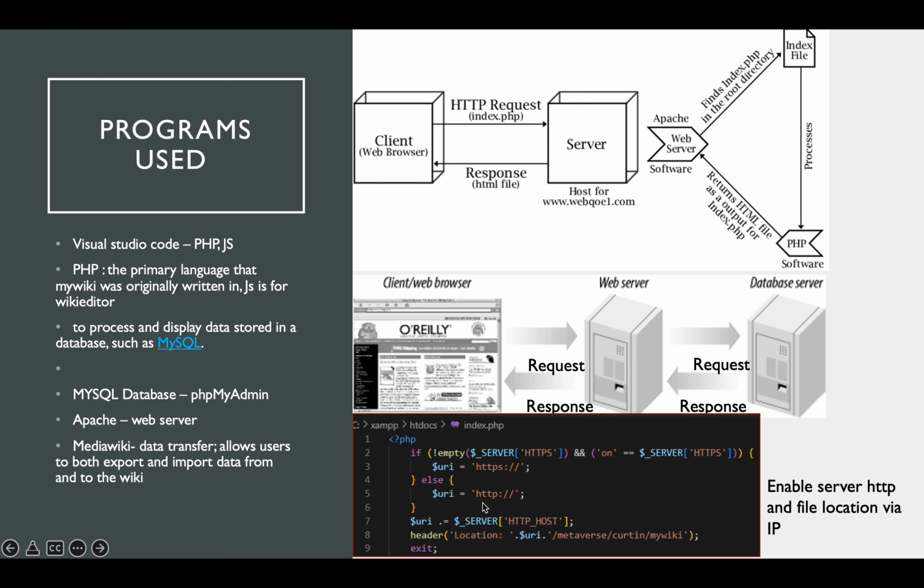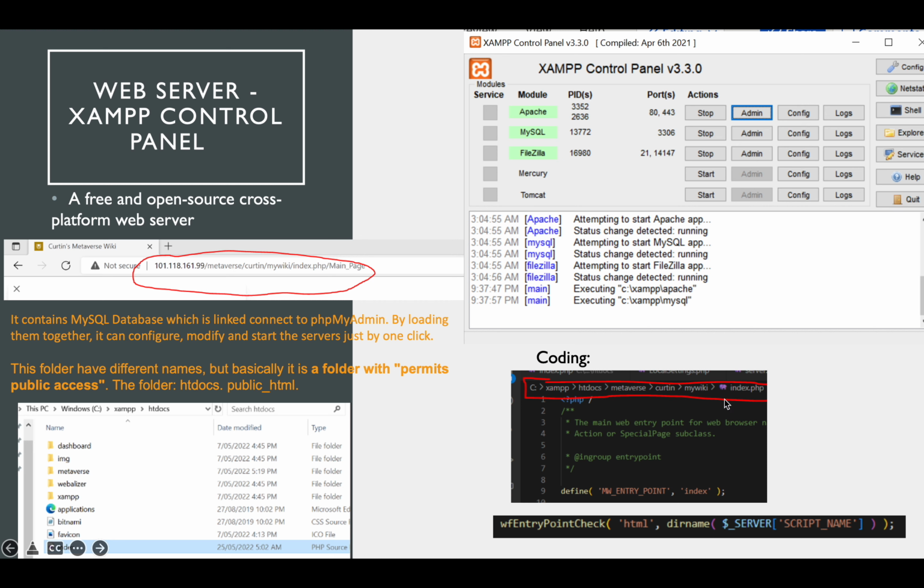So this HTTP is like port 80, the hypertext transfer protocol, which you can access from the web browser. And this is my file location. The web server I'm using is the XAMPP control panel, which is a free and open source cross-platform web server. The reason why I chose this is that it's very easy to use.